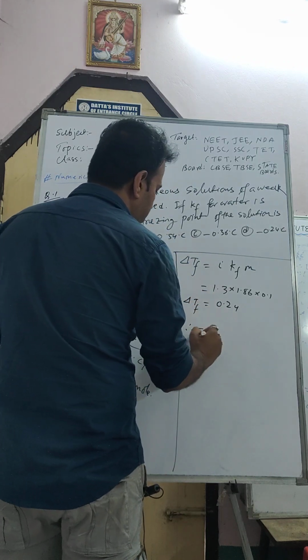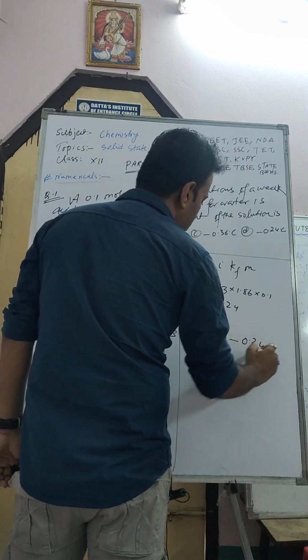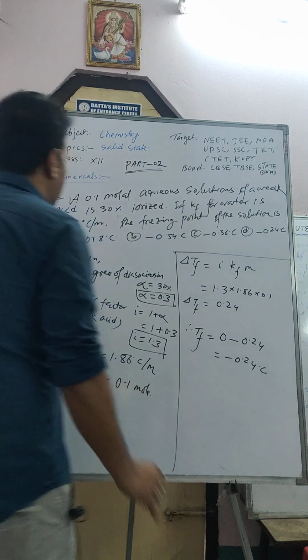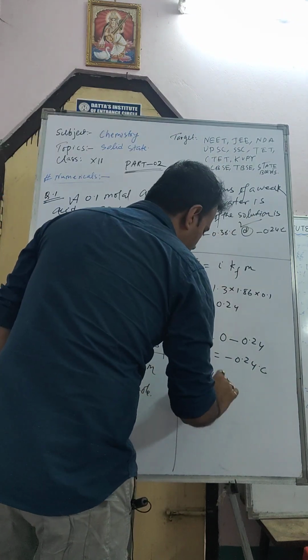Now therefore Tf is what? Tf will be 0 minus 0.24. That is minus 0.24 degree C is the answer. So option D will be the correct answer.